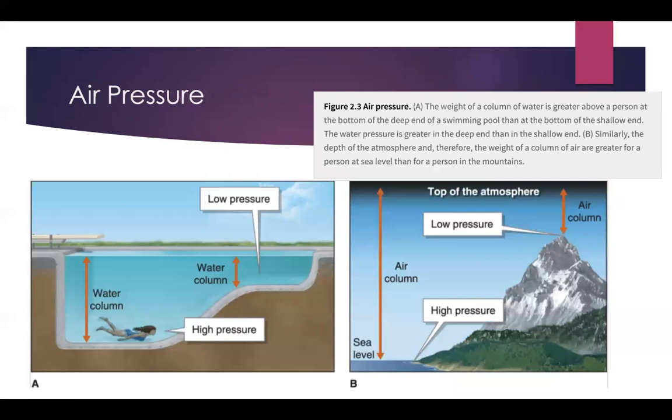Air pressure. So air pressure, you can kind of think of air as a liquid. And then we can kind of look at this diagram of the pool. At the deep end, you're going to have much more water on top of you, and it's going to hurt your ears. But in the shallow end, you're going to have less water that's stacked on top of you, so it won't hurt your ears as much. So you can kind of think of that as the sea level all the way to space is the deep end, and then on top of a mountain all the way to space is the shallow end of the pool.